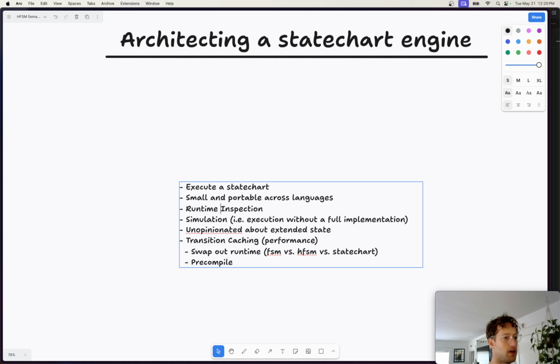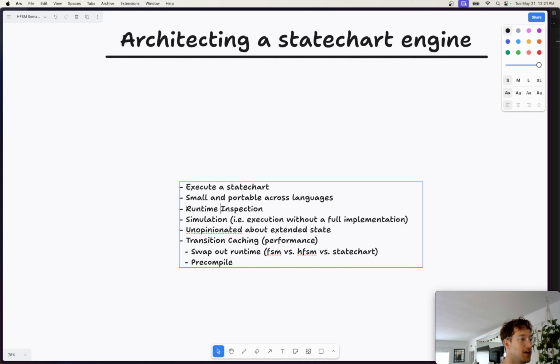That's important both for being portable across different languages, but also just for enabling flexibility in a single language. Maybe the extended state is just a JavaScript object. Maybe in another use case, it's some JavaScript signals or an observable or the DOM itself, right? We shouldn't be opinionated about what that extended state should be. And if we aren't, then it should open up a whole slew of use cases.